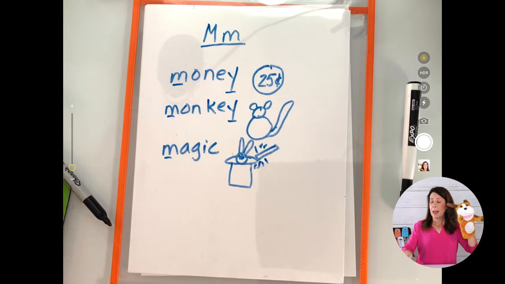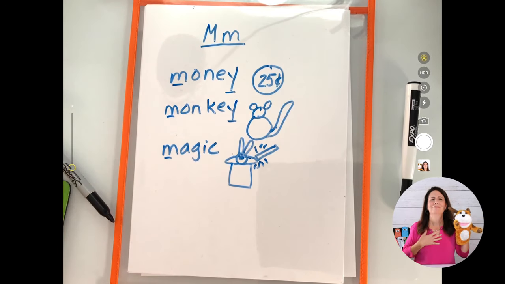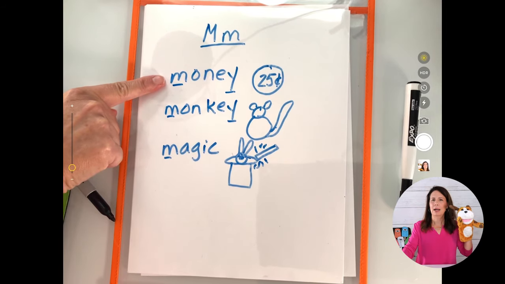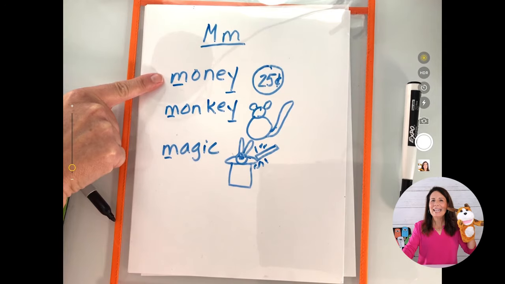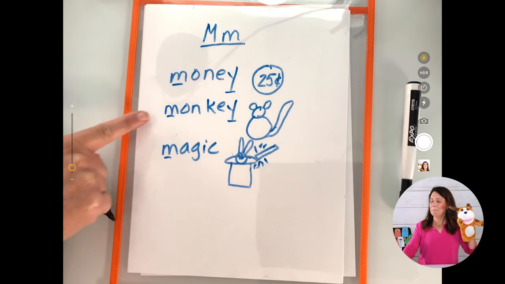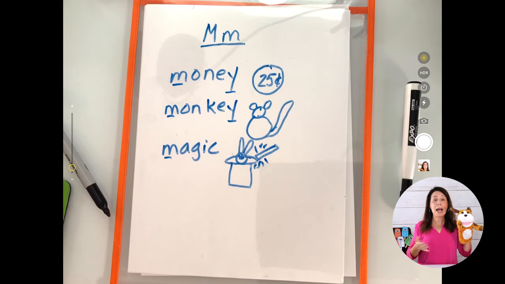Are you ready? Monkey. Miss K, that doesn't say monkey. That says money. I must have a monkey brain. Ready? Money. Monkey. Magic. Who let the M out? Kindergartners, excellent job. So fantastic.